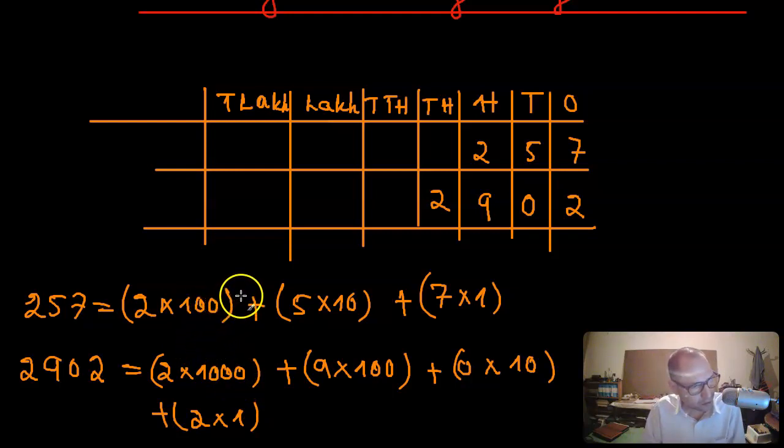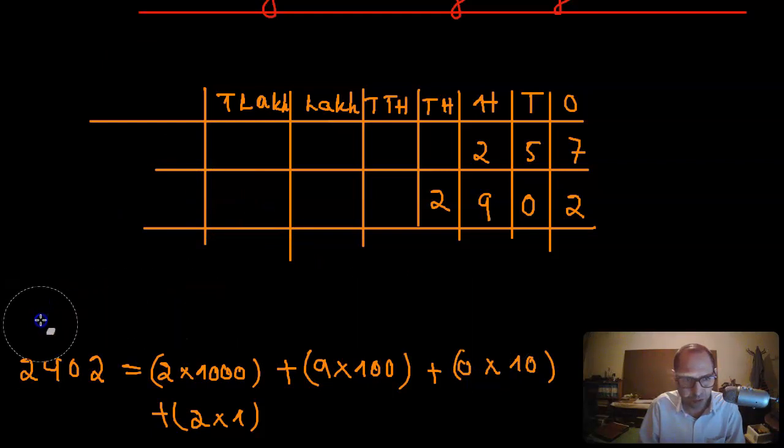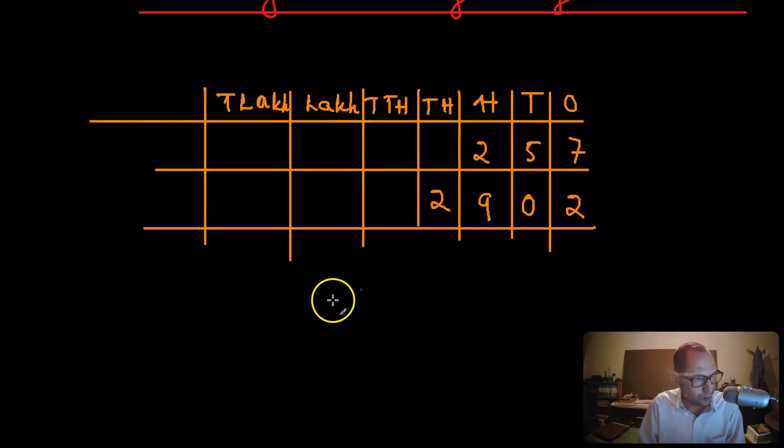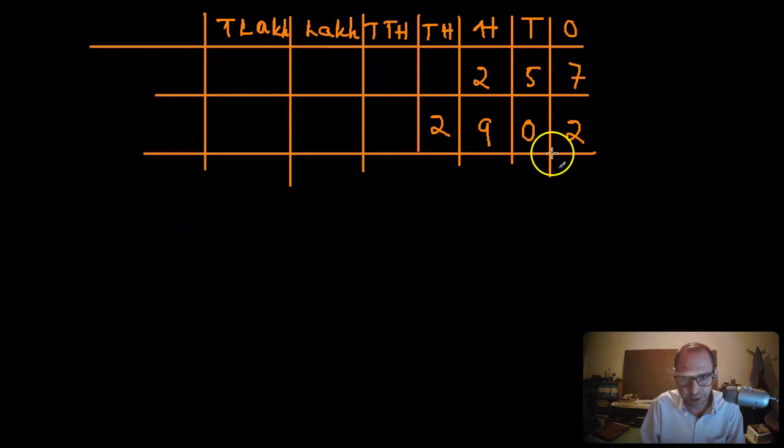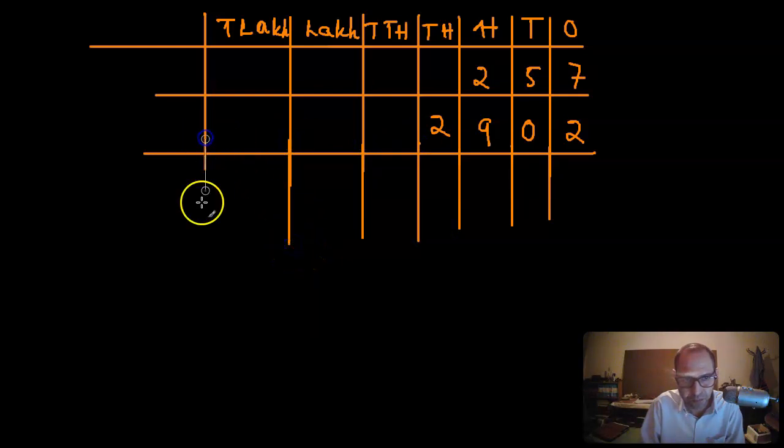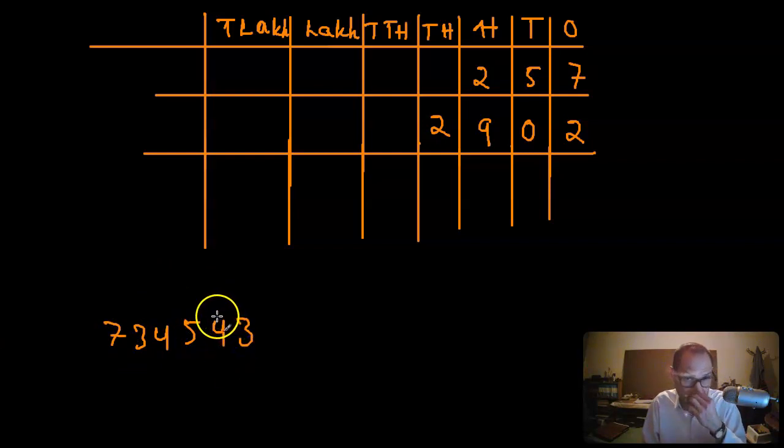Of course, suppose that you want to write some other numbers. Now, suppose that you want to write, for example, the number 734,543. So I separate the digits based on the Indian system. So that's 3 digits and 2 digits.